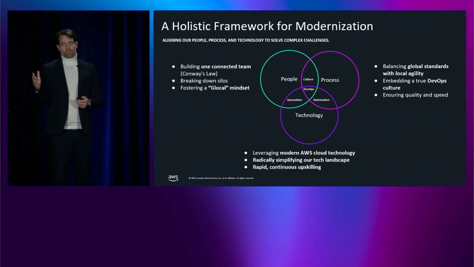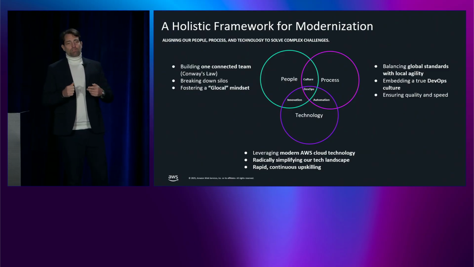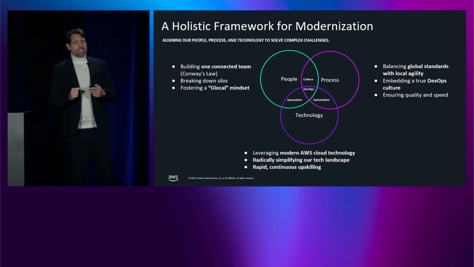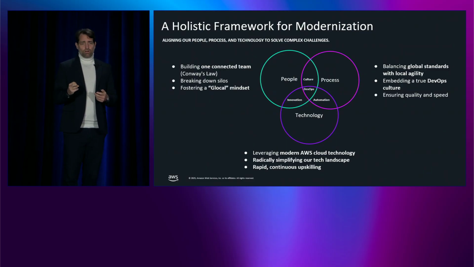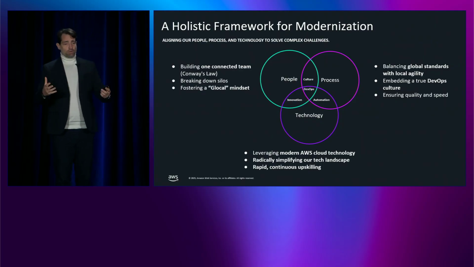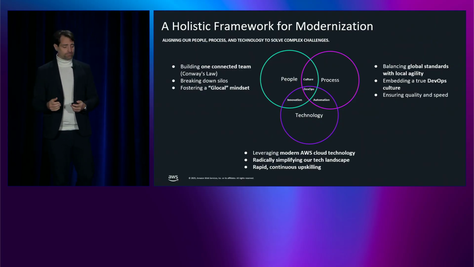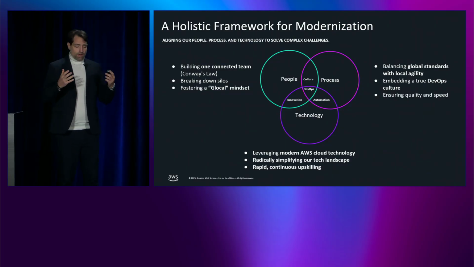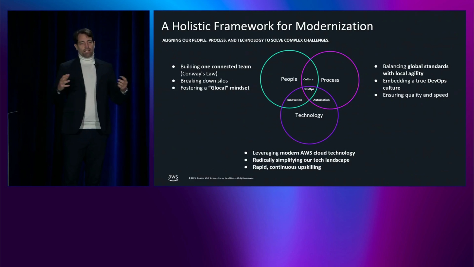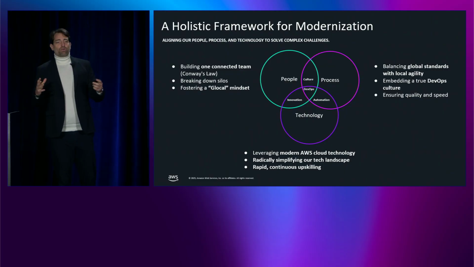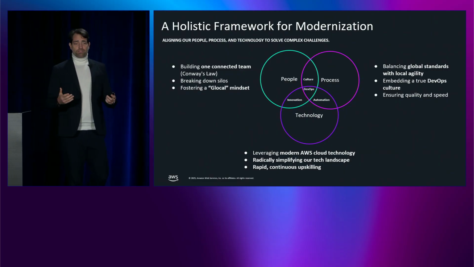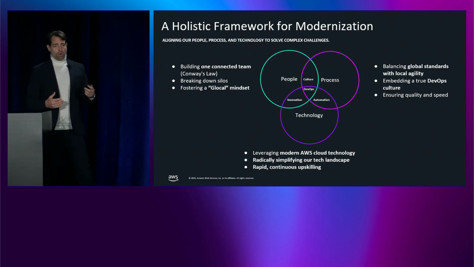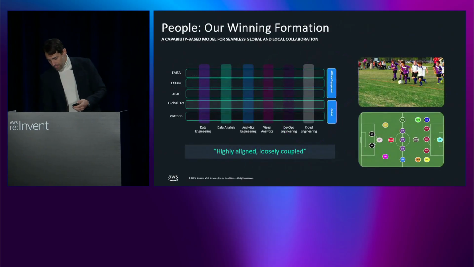On the process side, here we really needed to come up with global standards, but of course keeping the local agility. And it's not really about the rigid central control, it's more about establishing a common language that enables us to scale. On the technology side, of course, this is the enabler. So switching and centralizing in AWS cloud, it radically simplified our tech stack. And of course, the more you centralize, the more scalability you also need. And that's exactly where AWS is shining.